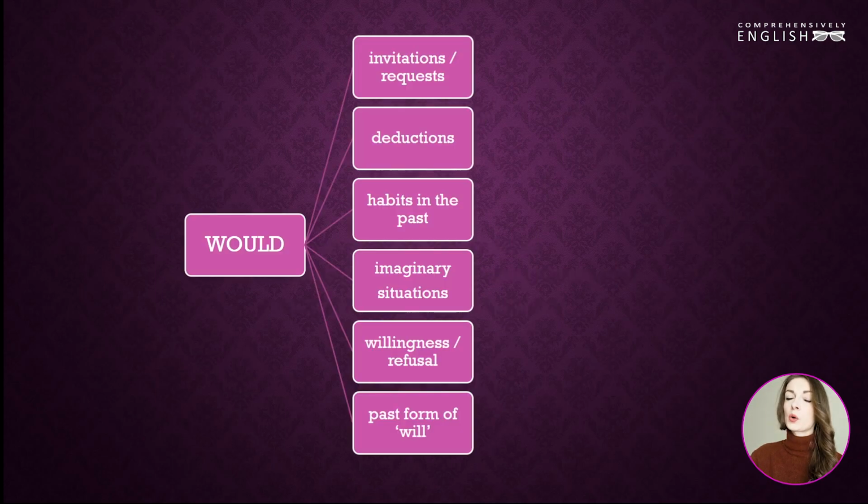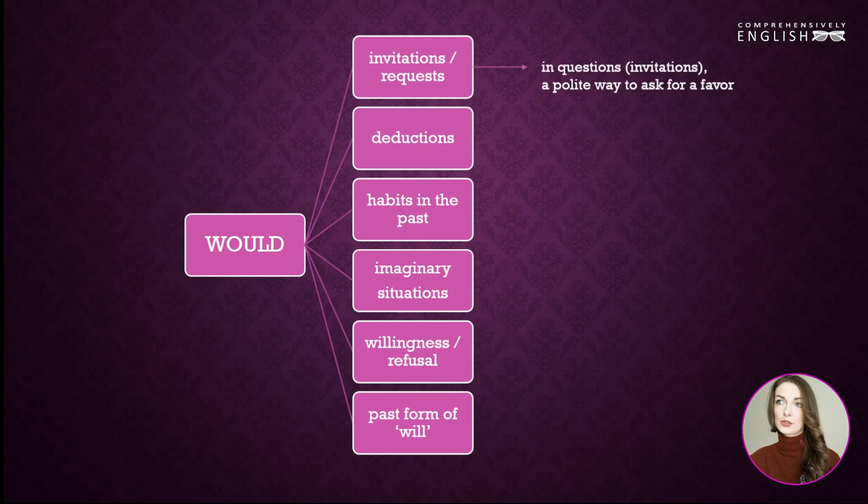Now, also, when we speak about would, we speak about invitations and requests. So would can be used in questions when you invite somebody somewhere or suggest something. It's a polite way to ask for a favor too. Would is used in deductions and it's a synonym of should in this meaning. So we can make logical conclusions about some situations using would. Would is used to express habits in the past. It's the synonym of the semi-modal verb used to.